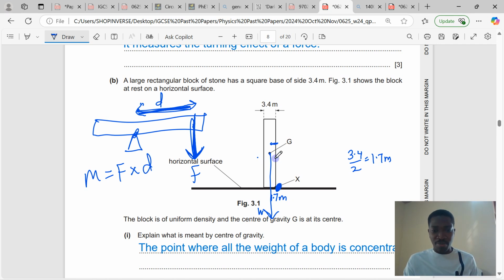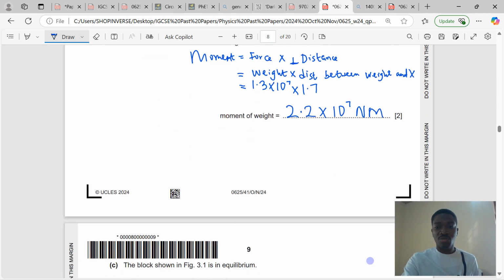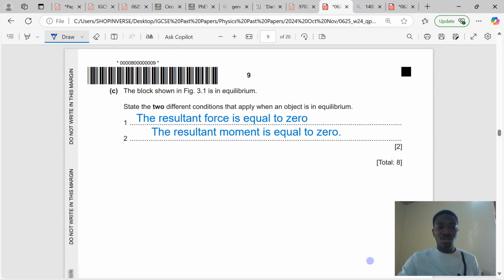Yeah, so that same concept is applied here. The force is the weight, and the distance from the pivot, this is taken as pivot now, would be half of 3.4, which is 1.7 meters. So that's what we did here. You multiply the force by the distance from the pivot. The force is the weight. Good. So multiply these two, you get 2.2 times 10 to the power 7 Newton meter. The unit of moment is Newton meter. Small letter m represents meters. Don't forget Newton meters.